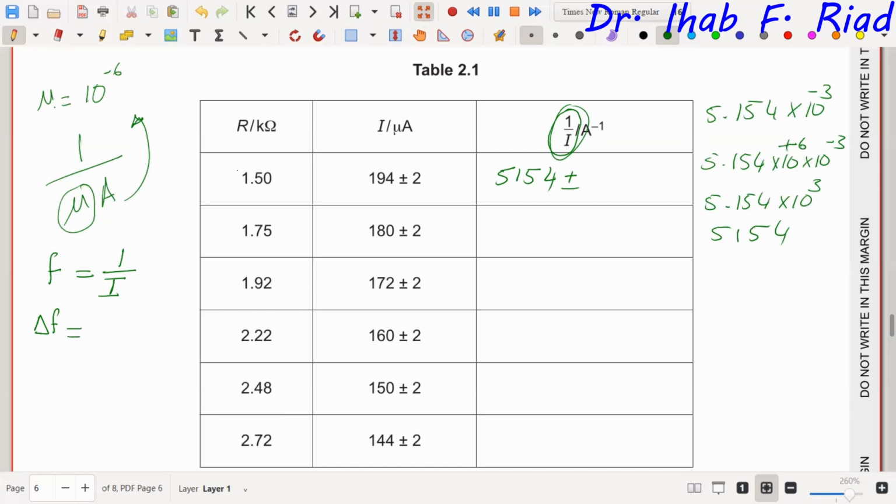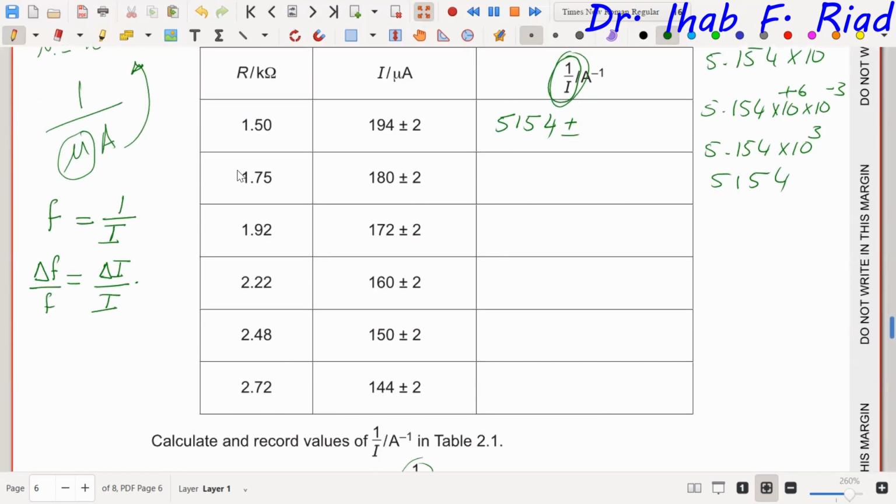Change delta I over I times f. So delta f over f is equal to delta I over I. So we say delta f is equal to delta I divided by I times f.